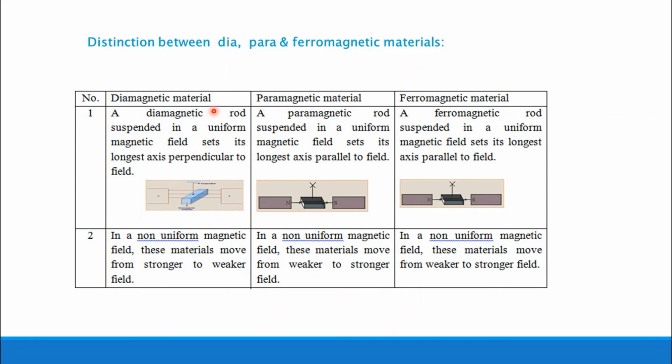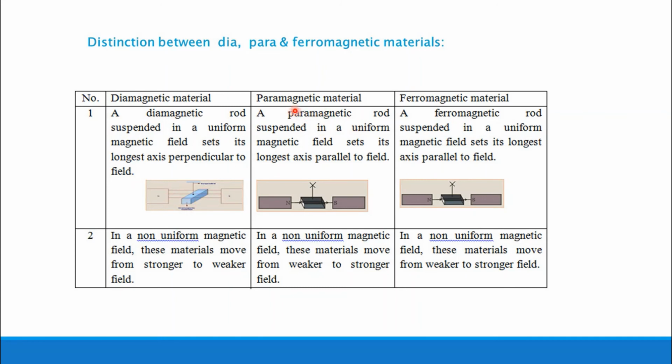Now we shall distinguish three types of materials: dia, para and ferromagnetic substances. Some of the properties based on which these three materials are distinguished, we shall see one by one. So this is meant for diamagnetic material, paramagnetic material, ferromagnetic material. The first one: a diamagnetic rod suspended in a uniform magnetic field sets its longest axis perpendicular to the field. In this uniform magnetic field, when a diamagnetic substance in the form of a rod is kept here, it stands perpendicular to the direction of the field.